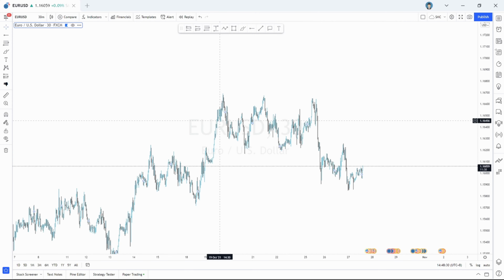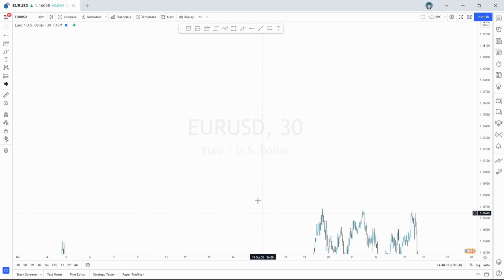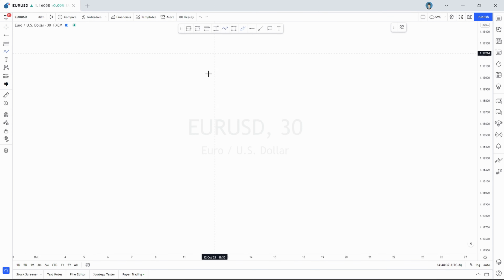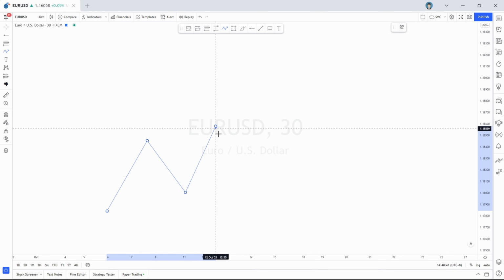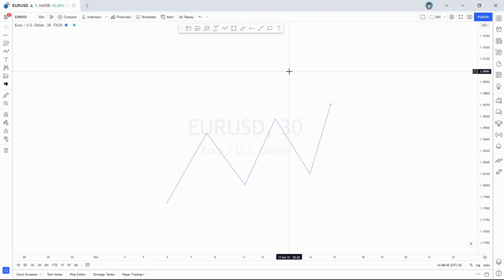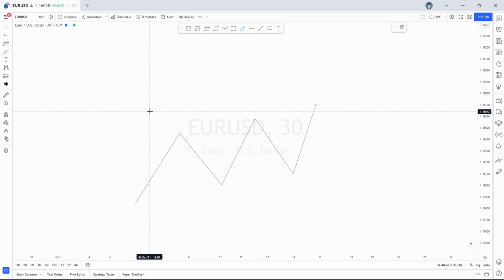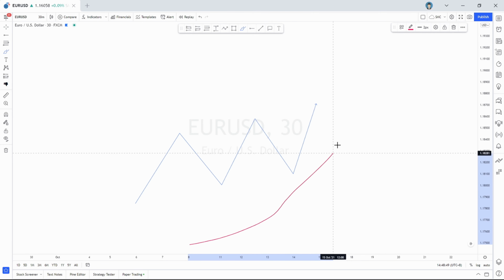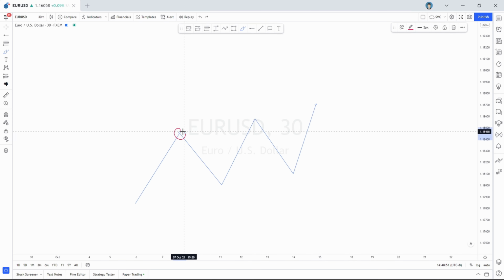Hey, what's up guys? Today we're going to talk about protected swing points. Now, what do I mean by protected swing points? What I mean is price creating, for example, higher low, higher high, higher low, higher high. If you look at this, obviously this is a bullish move to the upside, or an uptrend, since we're creating higher highs, higher lows, higher highs, higher lows.